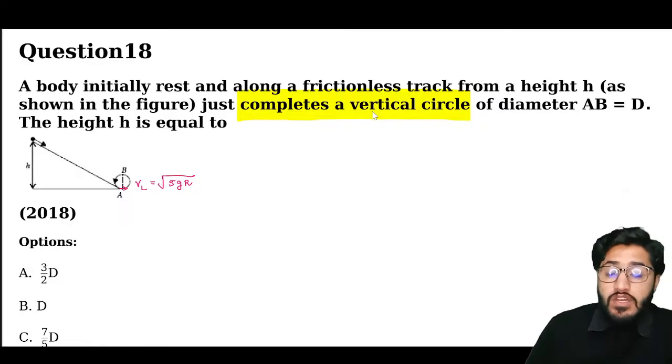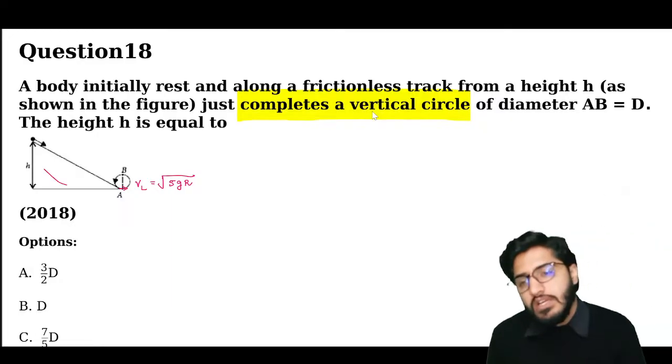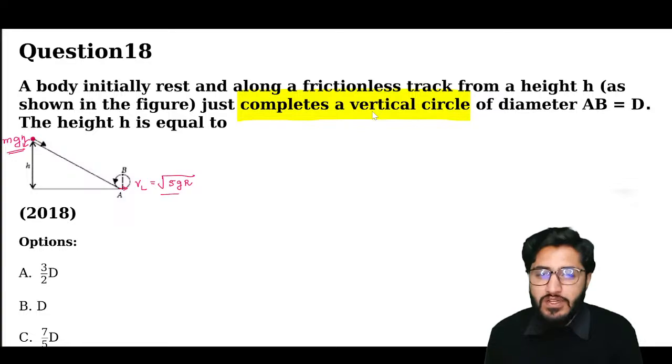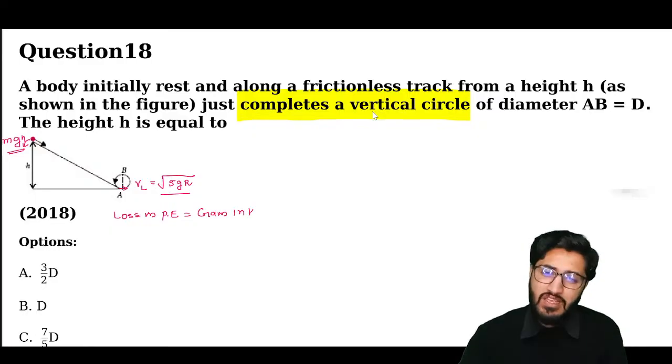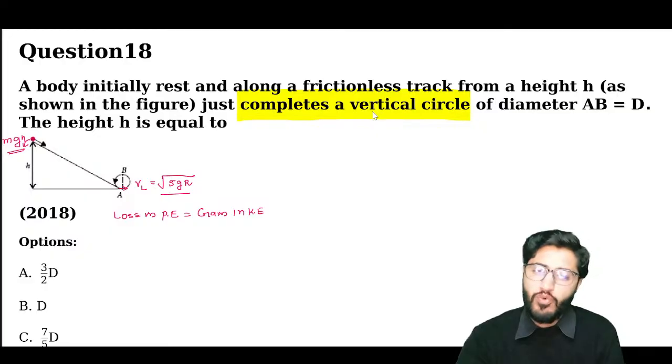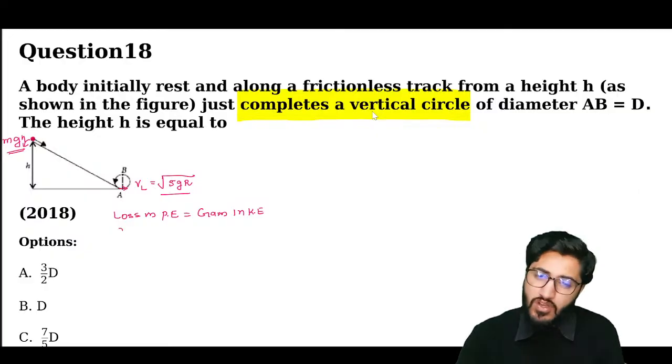And where will the particle get this velocity from? It will get its velocity from the potential energy. Look now, this particle will lose its potential energy. At this particular point its potential energy is mgh. So this mgh will get converted into kinetic energy, right? So I can write: loss in potential energy is equal to gain in kinetic energy. The potential energy loss is only mgh.